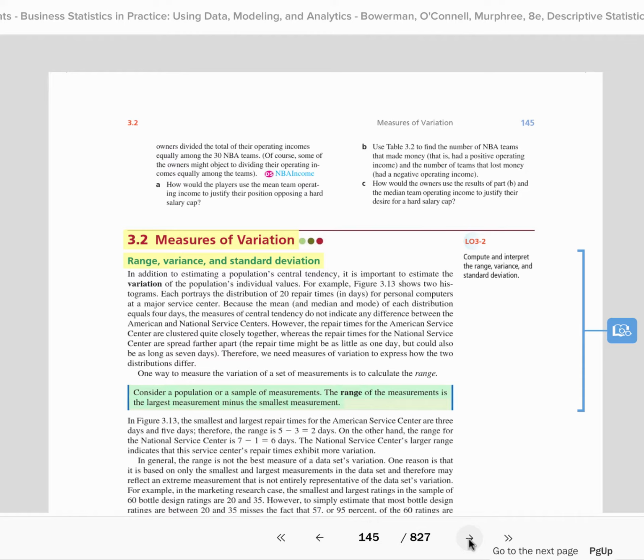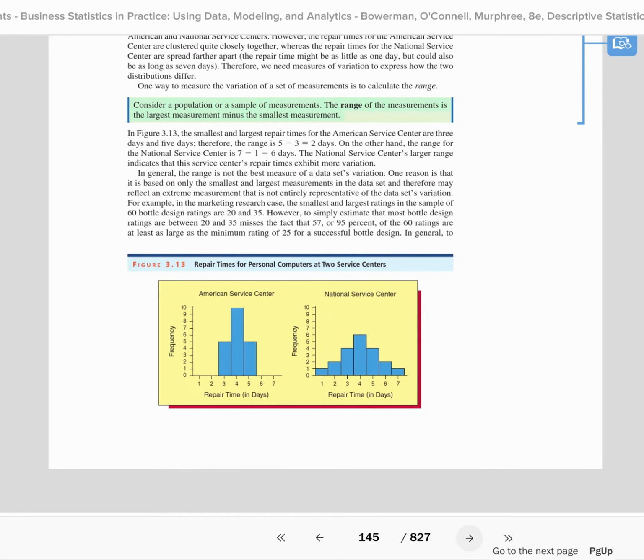So yes, we use the central tendency to estimate the mean or the median of our data, what is the center of our data. However, sometimes this is not enough. An example given in your book on page 145: these two different service centers, the American Service Center and the National Service Center. If you calculate the mean, the median, and the mode for those two data sets, you will find they are exactly identical.